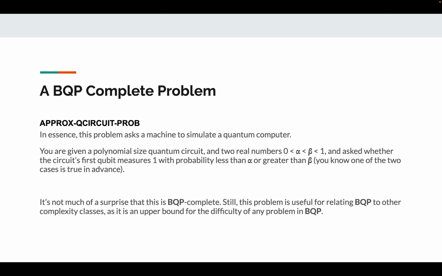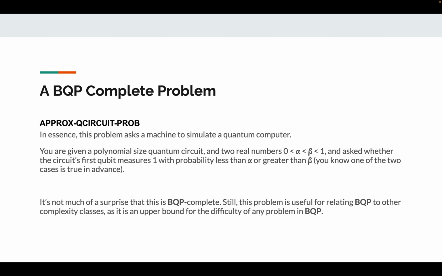Okay, so I've stated this as if we don't have these. I was a little surprised to find that we do. We have one called the Prox-Q circuit problem. This is a very technical one, although I will state it. In essence, this is a problem that asks a machine, not necessarily a quantum one, to simulate a quantum computer, right? You get the circuit, and then we're trying to determine what the computer will do on a fixed input. I believe it's the all-zero input.